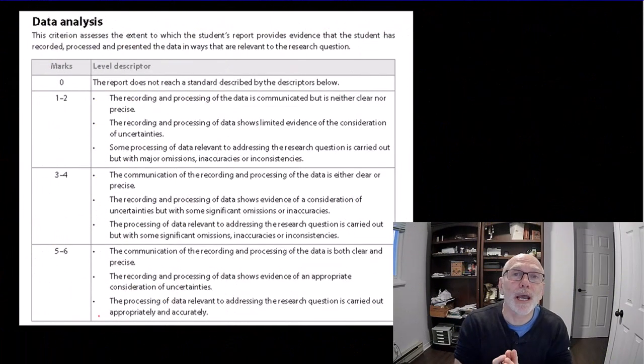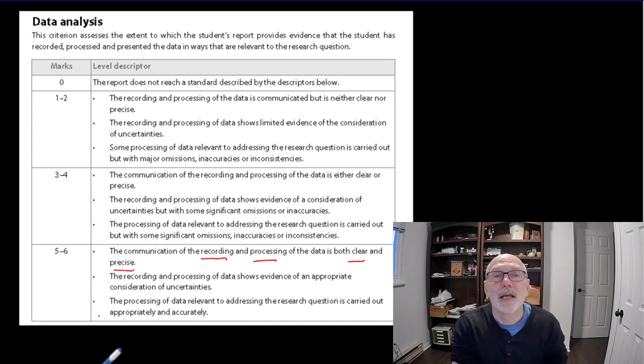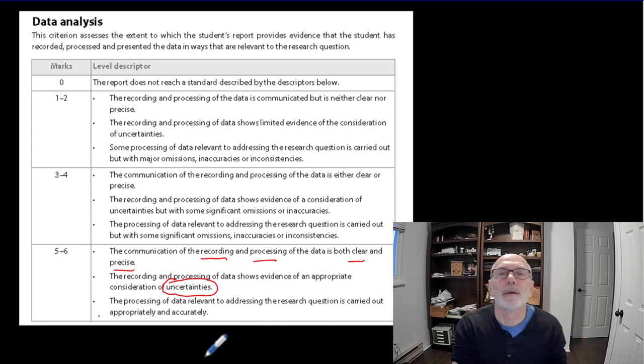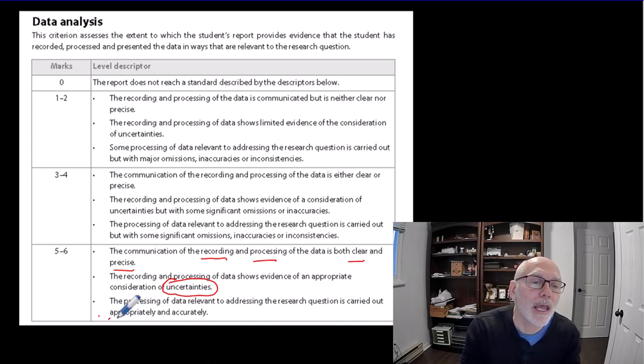The second scoring category is data analysis. So let's read over those 3 statements in the 5-6 box. The first one says that the communication of the recording and the processing is clear and precise. The second statement, the recording and processing of data shows evidence of an appropriate consideration of uncertainties. And the third statement, the processing of data relevant to addressing the research question is carried out appropriately and accurately.